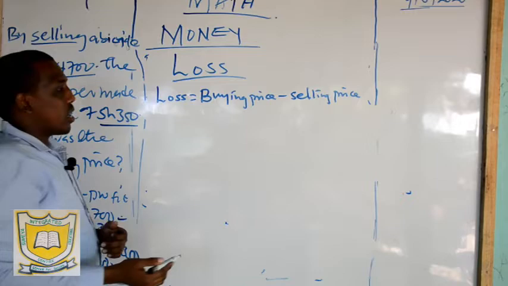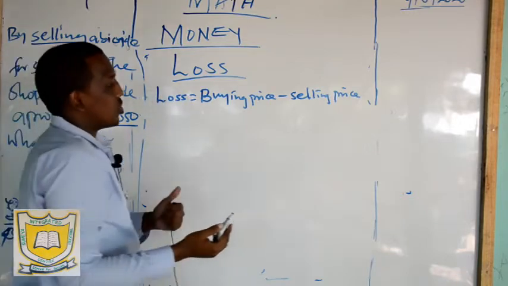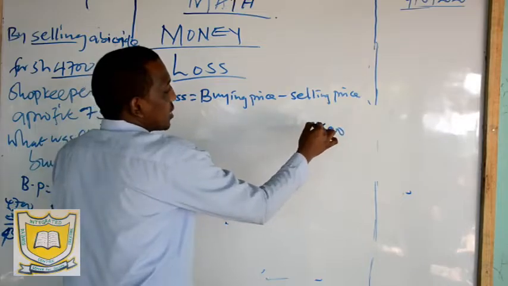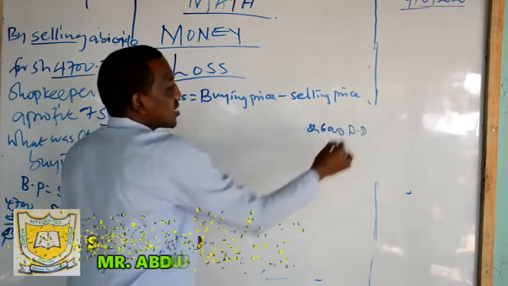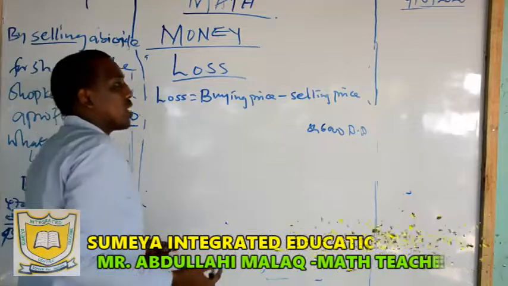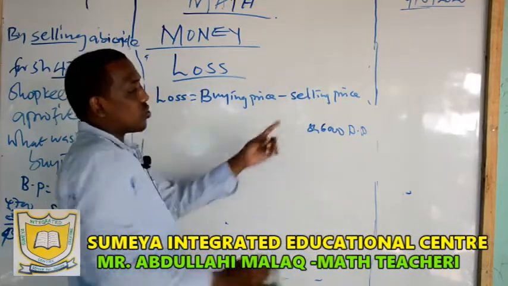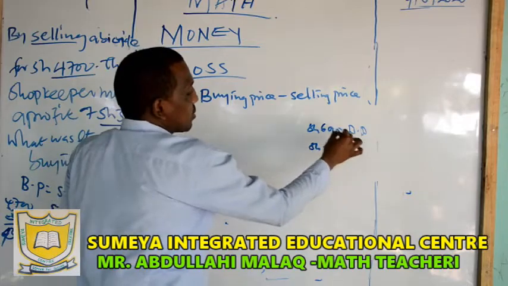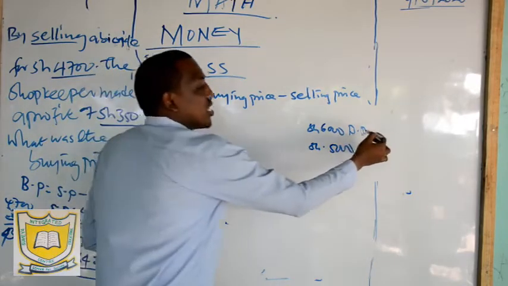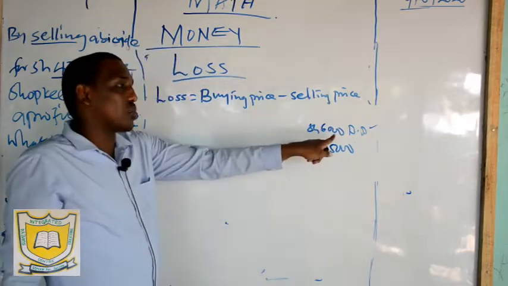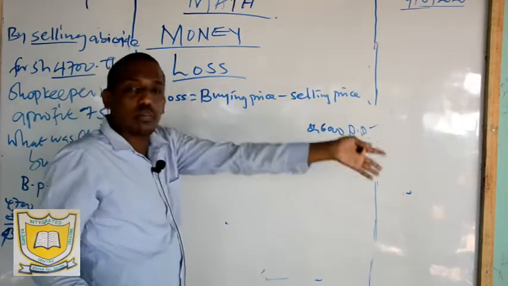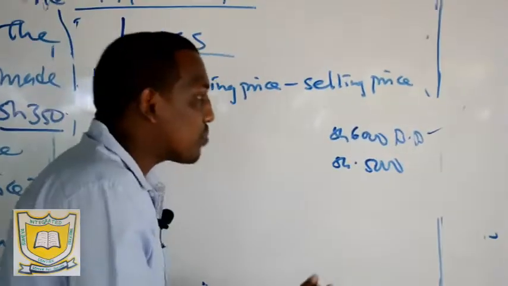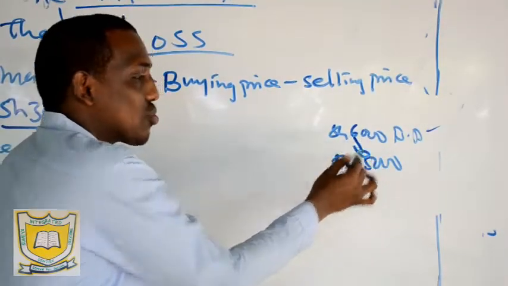For example, you bought a cow at shillings 6,000. That is the buying price. Then later on, you took the cow to the market, and the selling price became shillings 5,000. Initially you bought it at shillings 6,000. After you took it to the market, the price became 5,000. It means the price has reduced, from 6,000 to 5,000.